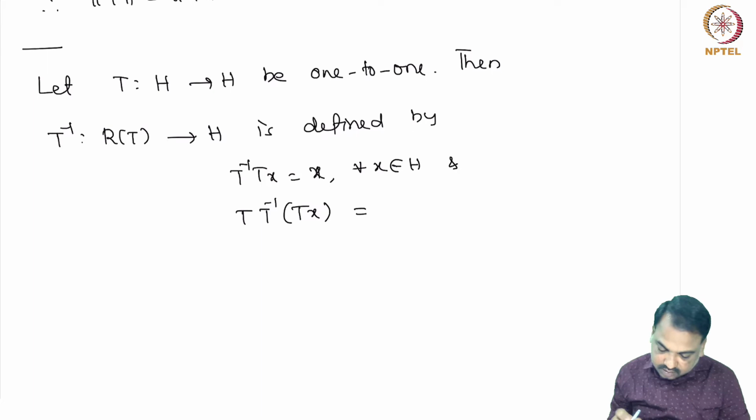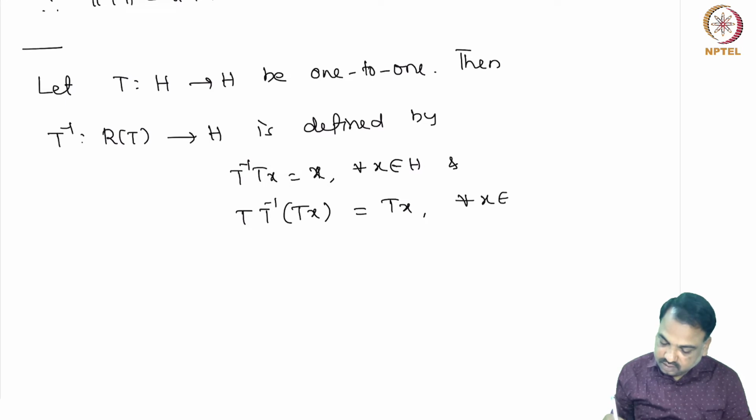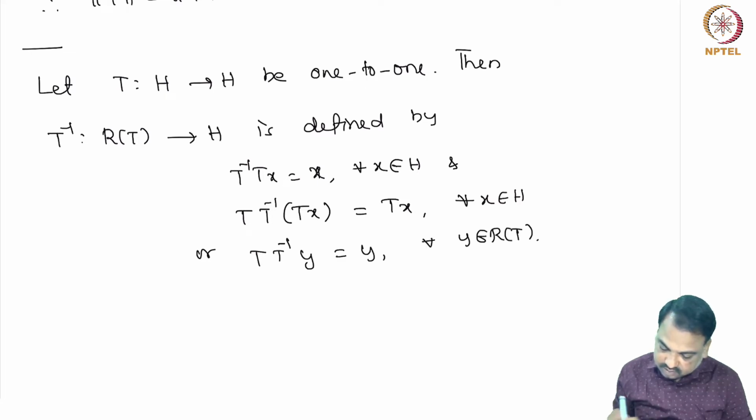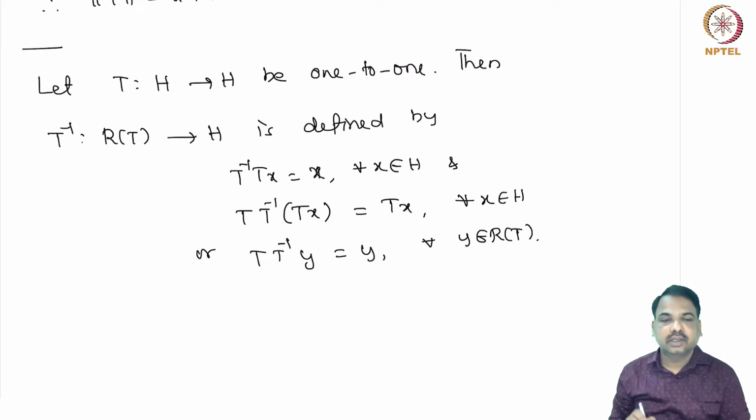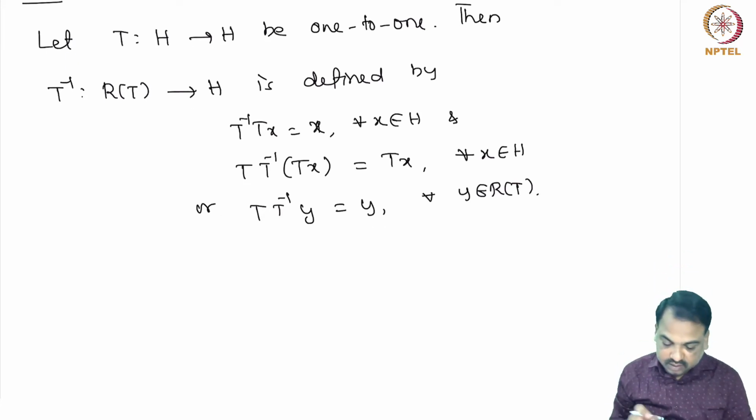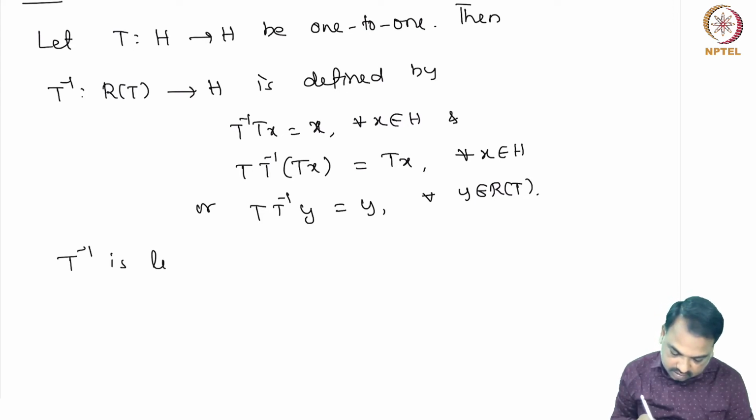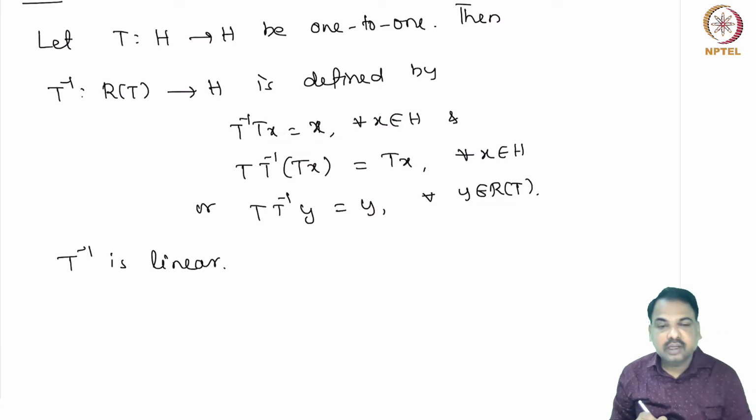This is nothing but this is Tx. So for every x in H, we can say that T inverse y equals x for all y in the range of T. Okay, so T inverse is defined from the range of T into H in this way. Now we can easily check that T inverse is linear. We don't know whether it is bounded or not.